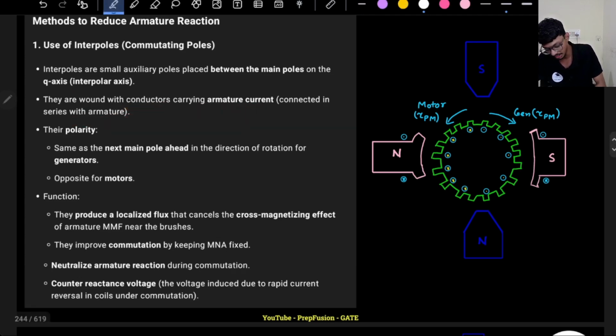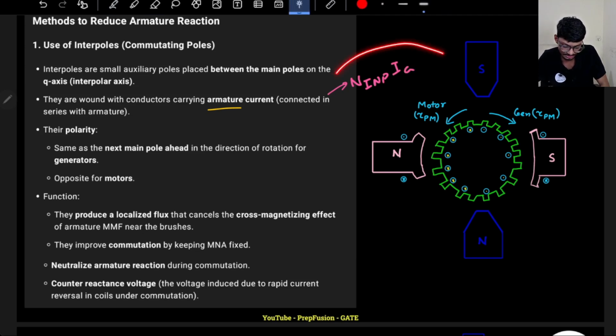So interpoles are connected in series with the armature, hence what will be the mmf produced? The mmf produced will be N interpole into IA, because those windings are in series with the armature. That's why the current that they take is IA current. Why do I want IA current? Because I want to cancel out the same MMF that has been produced by the armature. To simplify things, I make them in series with the armature.